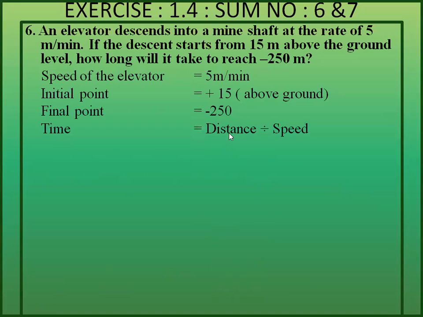So time is equal to distance by speed. The distance is 15 plus 250. Why we write plus 250 is that it comes from 15 to 0, and again goes 250 meters below the ground. So that's the reason you calculate the total distance as 15 plus 250, divided by 5. So 265 divided by 5 is 53. So it takes 53 minutes to go down to minus 250 meters below the ground.